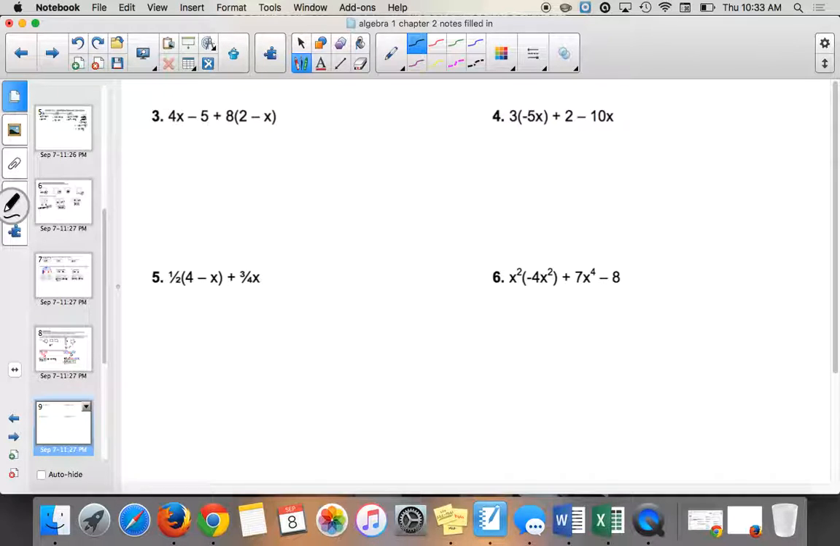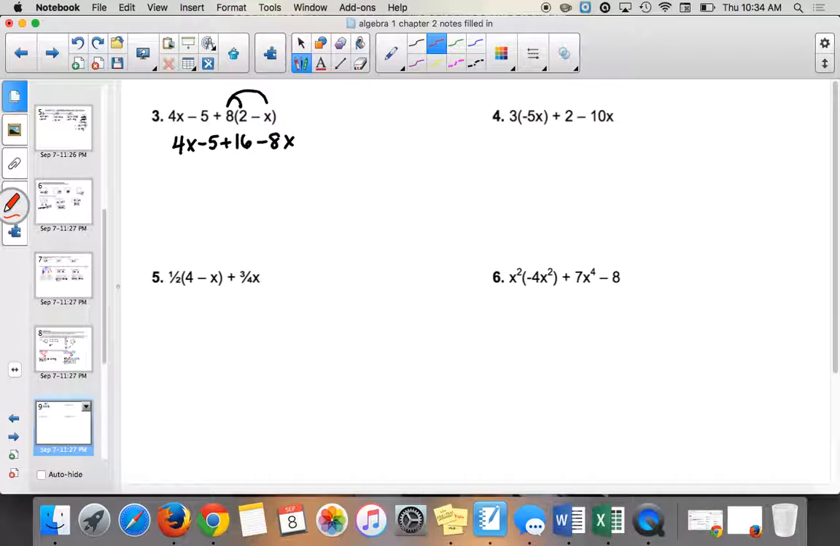It's a little bit harder. You have the distributive property involved. So when you distribute the 8, you should have 4x minus 5 plus 16 minus 8x. Did you guys all have that for the first step? Yeah. So you distribute the 8, 8 times 2, and 8 times negative 1x.